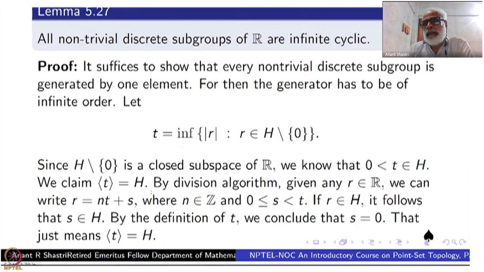Okay, t, 2t, 3t, 4t, they are there. And you want to show that, well, minus t, minus 2t, they are also there, but nothing else. That's what you want to show, right? So all of H is like that.